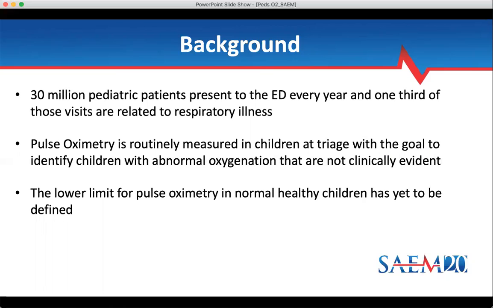And while there's been a number of research projects that have looked at the bell curve and also distributions of oxygen saturations of both children and adults, there's no study that has attempted to create a cutoff of what is normal and what is abnormal in a healthy child.